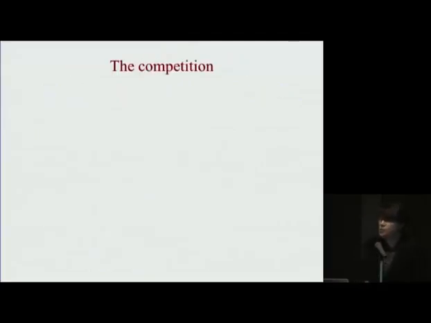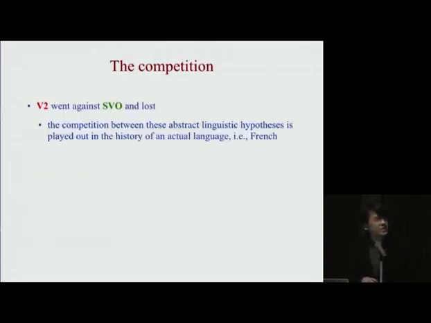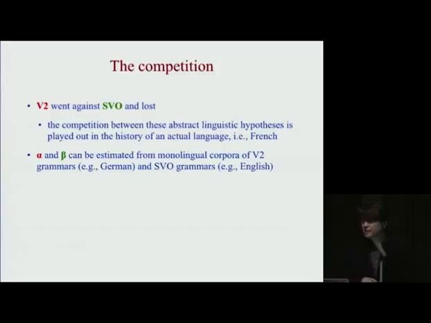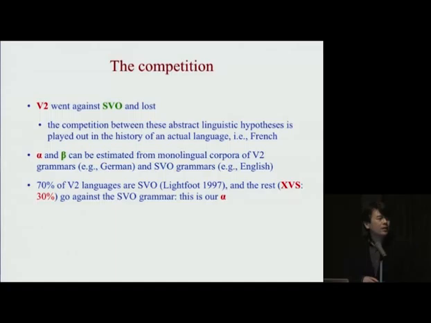So what's the competition here? It went from a V2 grammar to an SVO grammar. So these are the two variants that are in competition. Following the logic I was sketching out, we can estimate alpha and beta in monolingual corpora of V2 and SVO languages. So we take something like German or English. It doesn't really matter. You find that, historically speaking, 70% of the sentences produced by V2 languages are SVO expressions. So these are just fine with the SVO grammar. Sentences with a verb in the postverbal position are going to clash with the SVO grammar. That's about 30%. So this is our alpha.